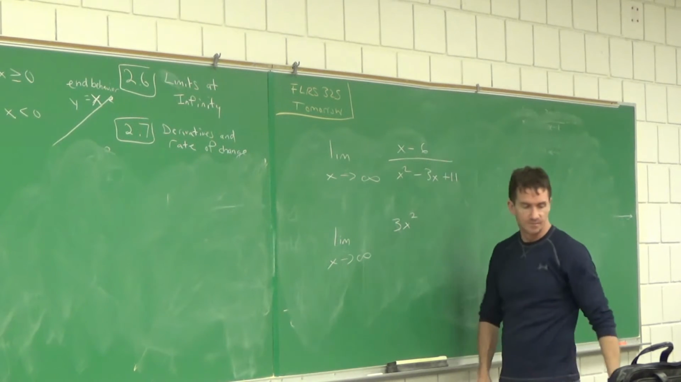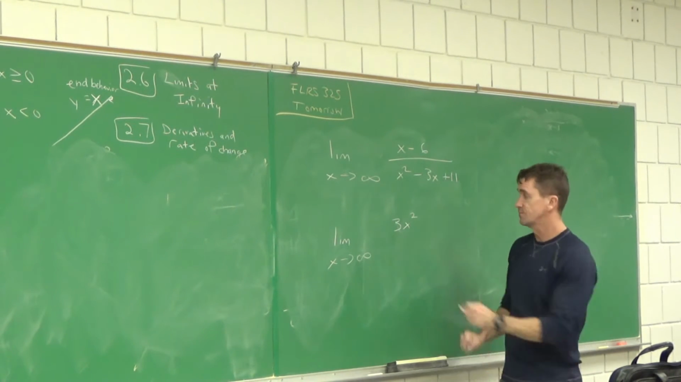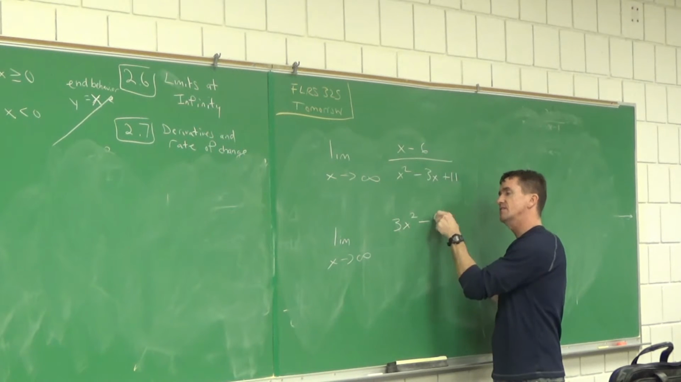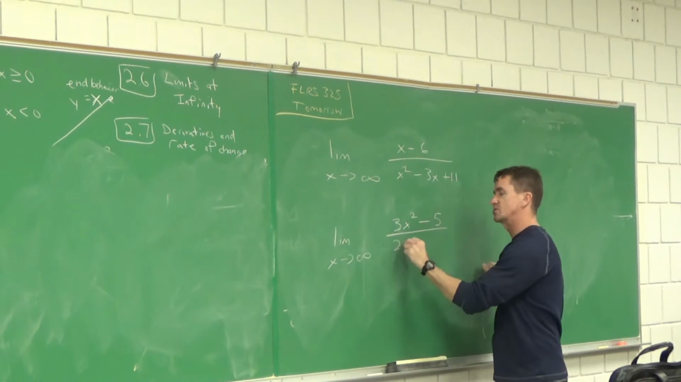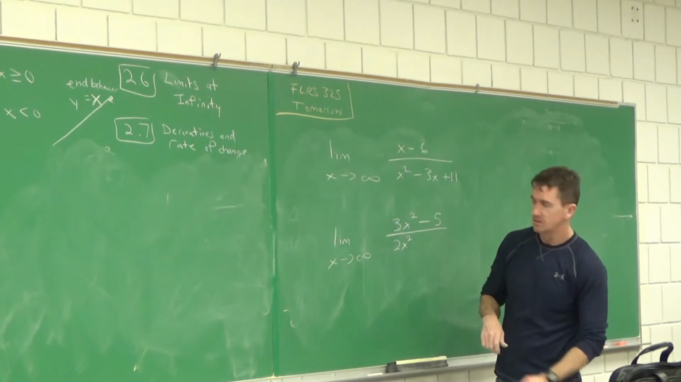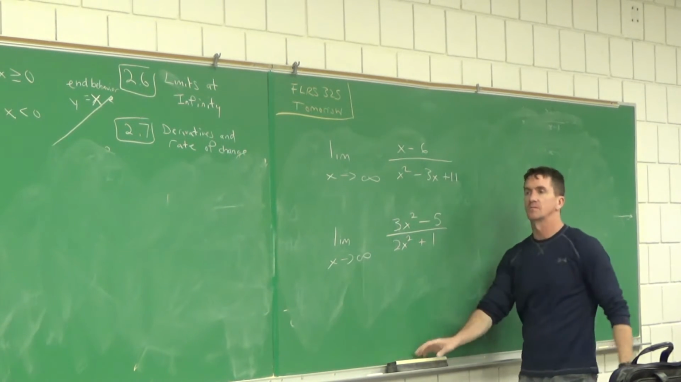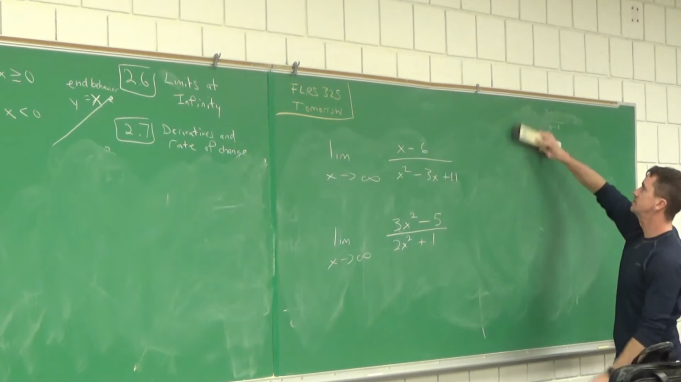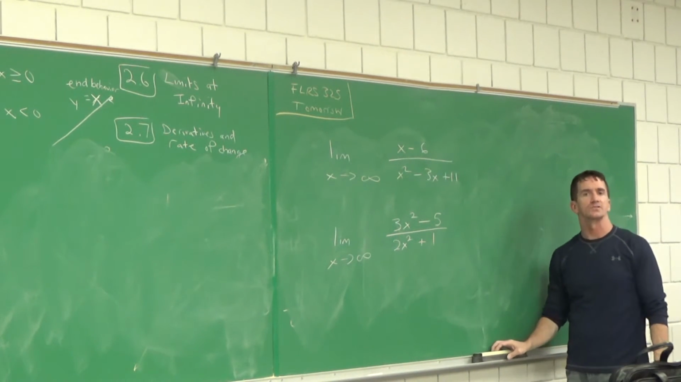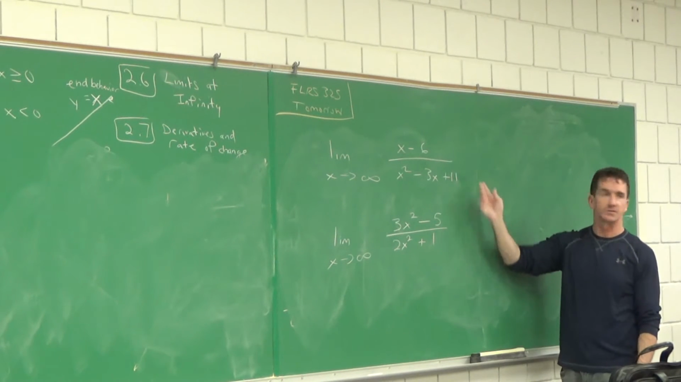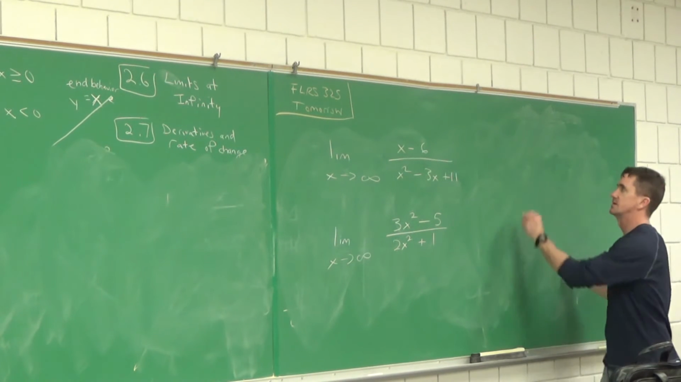3x squared minus 5 over 2x squared plus 1. Usually I say, show all work for full credit. Right here I'm just like, you can just find the limits. Here's another one.